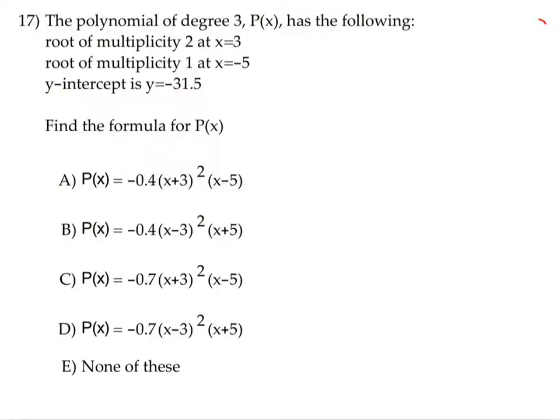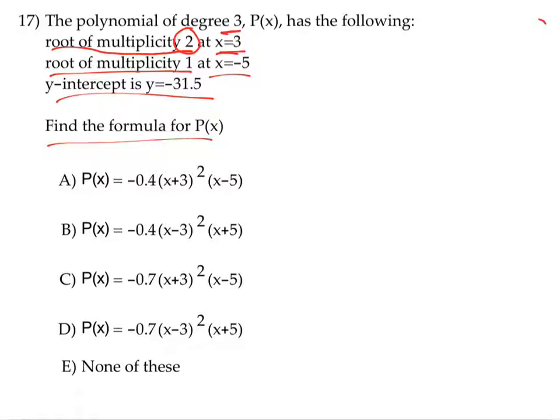Number 17. Polynomial degree 3 has a root of multiplicity 2 at x equals 3, a root of multiplicity 1 at x equals negative 5, and the y-intercept is negative 31.5. Find the formula for p of x. Okay, how do we do that?